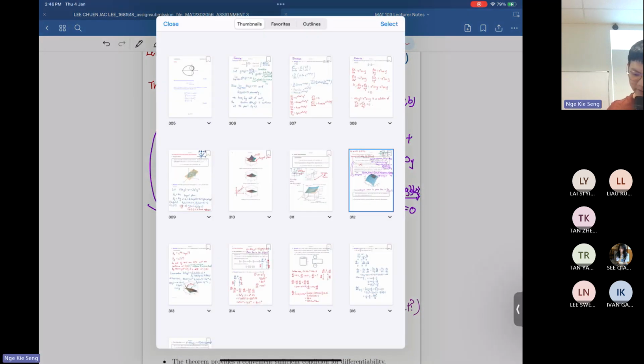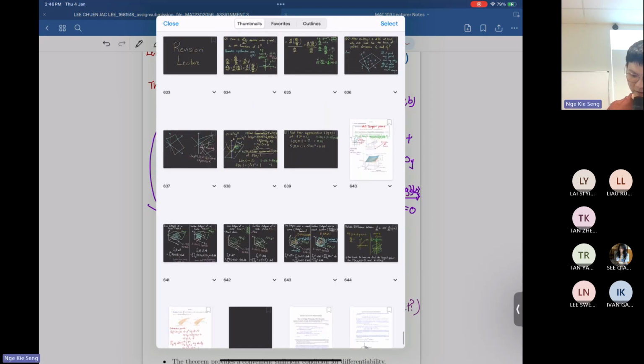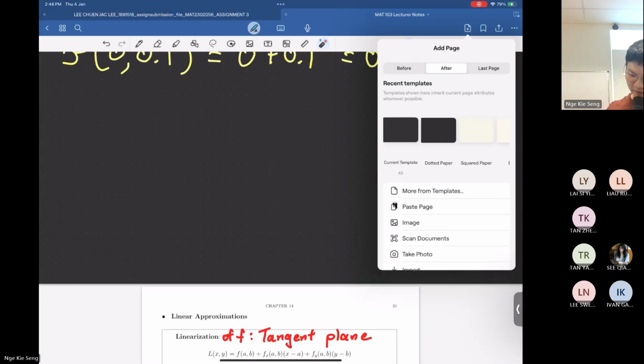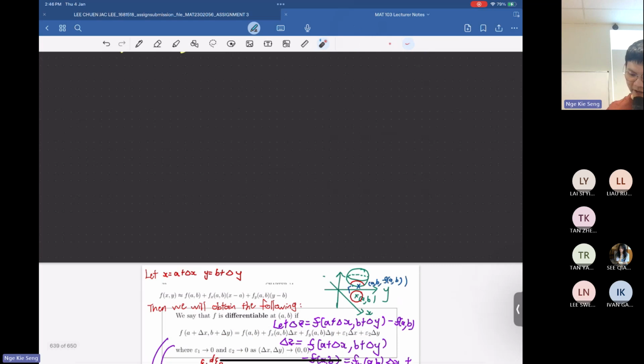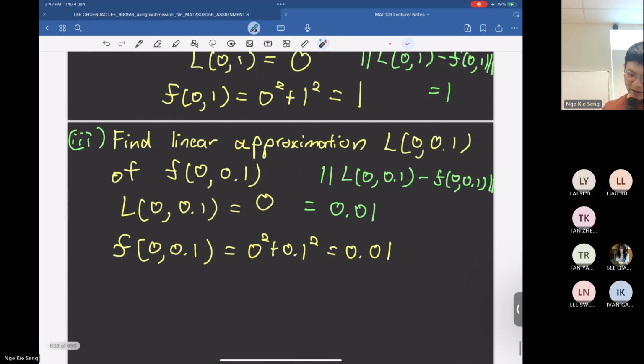Let me go down. So we will have a difference, you see? At 0, 0, the point 0, 0, the difference is 1. At 0, 0.01, the difference is 0.01.